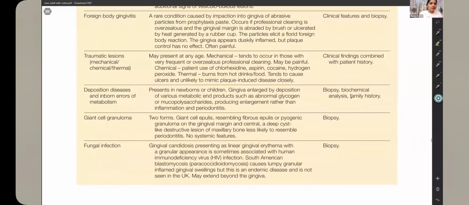Then foreign body gingivitis, all these can also give you a dusky, inflamed appearance of the gingiva, but they would not have bony involvement. Then traumatic lesions like mechanical, chemical, and thermal can be present at any age. Chemical agents can be chlorhexidine, aspirin, cocaine, hydrogen peroxide. Mechanical can be overzealous professional cleaning, and thermal can be burns from hot drinks or food.